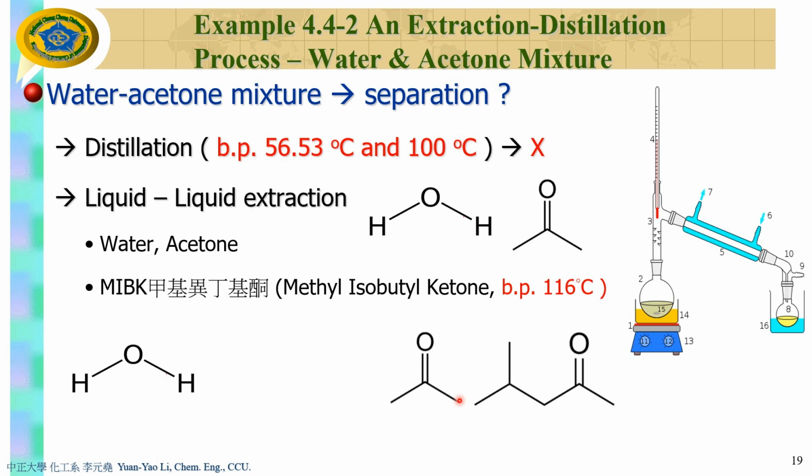So you take this apart. You might say, well, Professor, I get water, but acetone is still in the MIBK. As you can see, MIBK's boiling point is 116 and acetone's boiling point is 56. So I can use distillation to separate these two. There are two processes: first, liquid-liquid extraction; second, distillation.